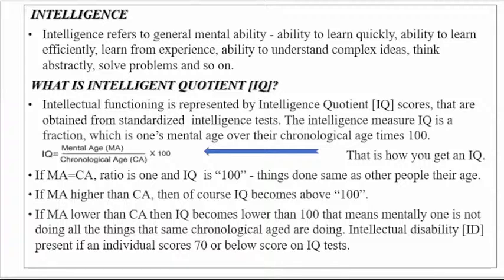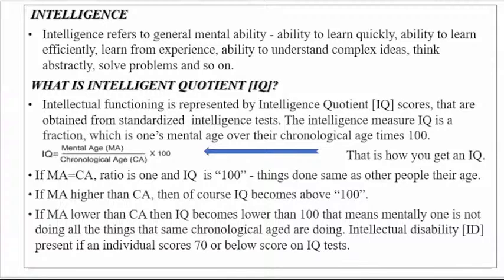So if mental age, MA, is the same as chronological age, then the ratio is 1. If the person is 10 years old and their mental age is 10, then it's 10 over 10 times 100, and IQ is 100, because it's 1 times 100. And that's an average IQ. It means the person is doing the same things in the same way as other people of their age. So what they are doing is age appropriate.